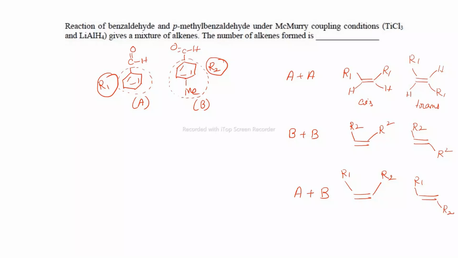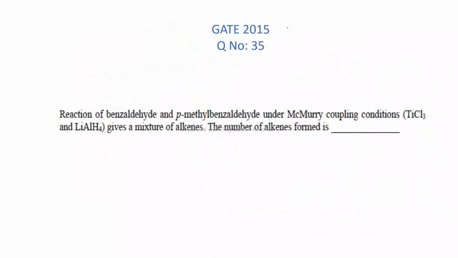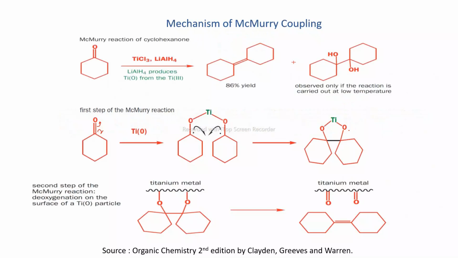So how many alkenes are possible? 1, 2, 3, 4, 5, 6. In the question they are asking about alkenes, not the alcohol. So 6 different types of alkene are possible. To know more about this reaction, you can watch this NPTEL video. Thank you.